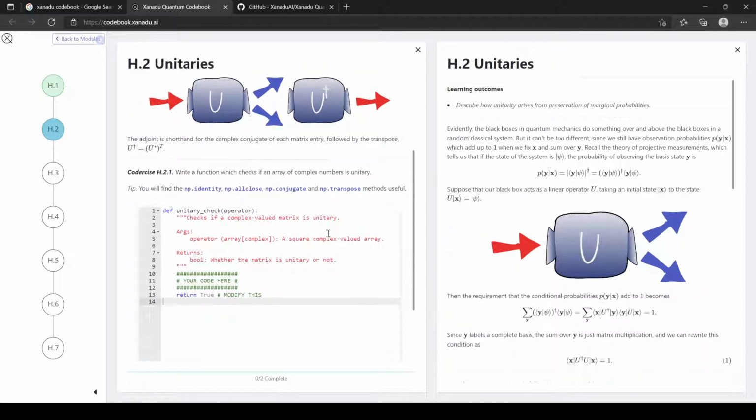Write a function which checks if an array of complex numbers is unitary. I think there is actually an is-unitary, but we can also just say, what are the odds? I actually have to use allclose. I can just do numpy.matmul, and we do conj.T equals numpy.identity of shape 0. Okay.